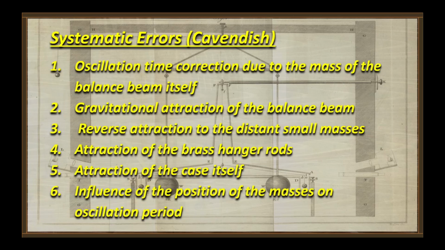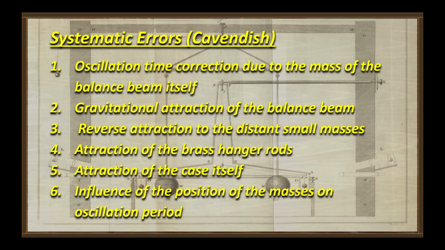That's just the little lightweight wooden part, and it really has no effect whatsoever. The third error that Cavendish talked about was the reverse attraction to those distant small masses. That is an error that needs to be accounted for, and we have done that. The fourth potential error that Cavendish mentioned was the attraction of the brass hanger rods. He found that they had no effect, and I ran a similar test, and I agree they have no effect. The fifth error identified by Cavendish is the attraction of the case itself, and again he found that to be negligible, and I agree with him.